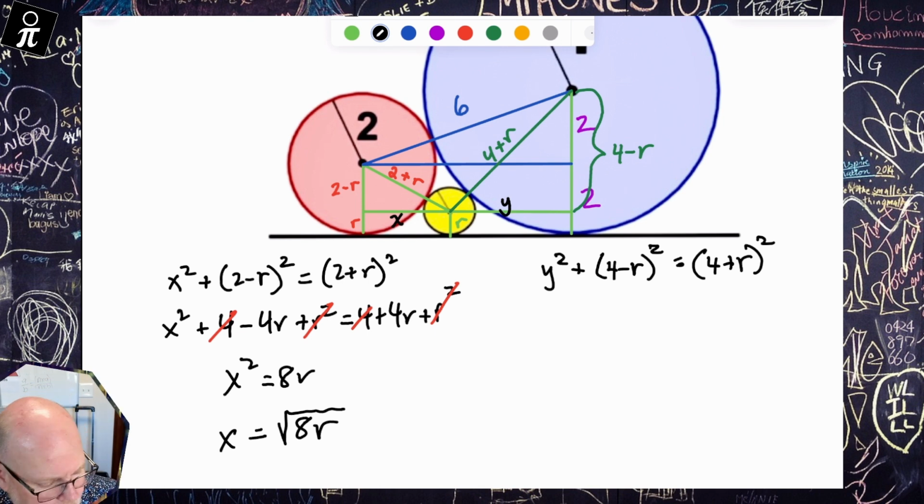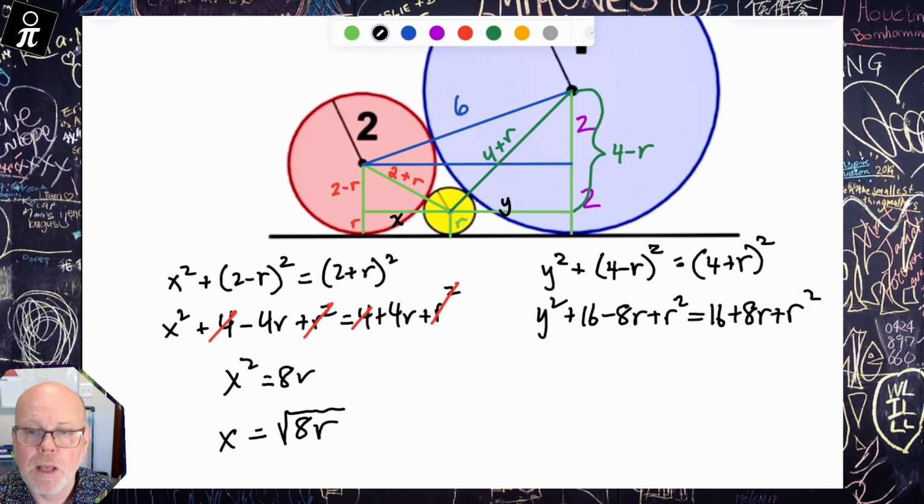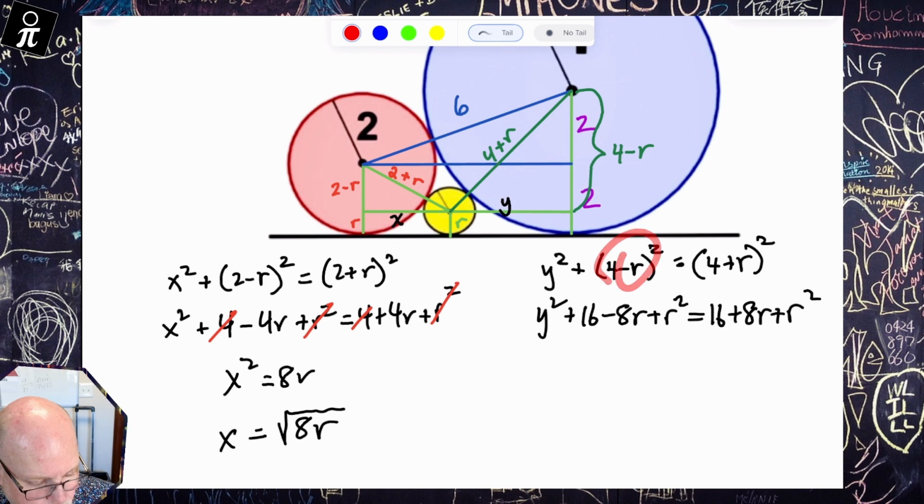That's good enough. Now let's take care of the right side, way over here, this y squared stuff. So we've got y squared plus 16 minus 8r plus r squared is equal to 16 plus 8r plus r squared. So all I did was I squared this part, and we got 16 minus 8r plus r squared. I squared this part, we got 16 plus 8r plus r squared.